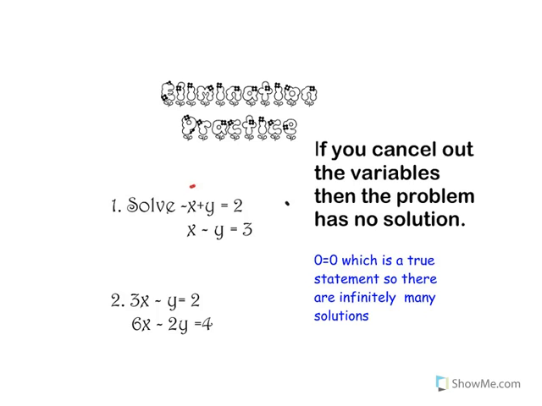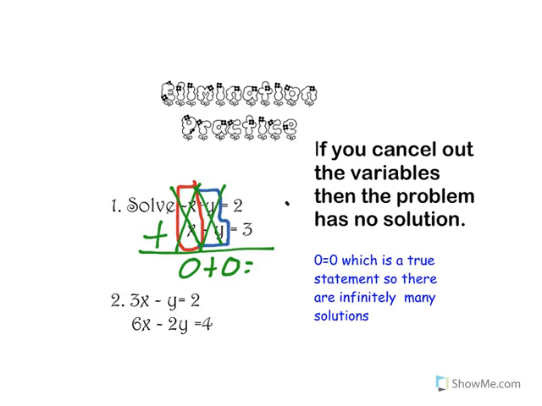The x's are opposite, and then they're the same variable, and the y's are opposite and then the same variable. You can see that negative x plus x gives you 0, and that eliminates. Positive y minus y gives you 0, and that cancels out or eliminates. And then 2 plus 3 gives you 5. So you'd be left with 0 equals 5. 0 equals 5 is not a true statement.